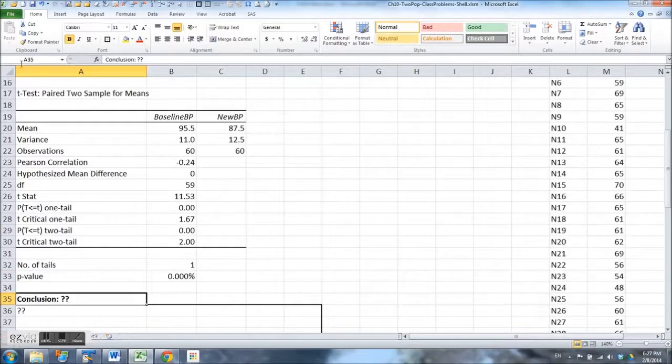So our conclusion is, since the p-value is less than 5%, reject H sub 0.